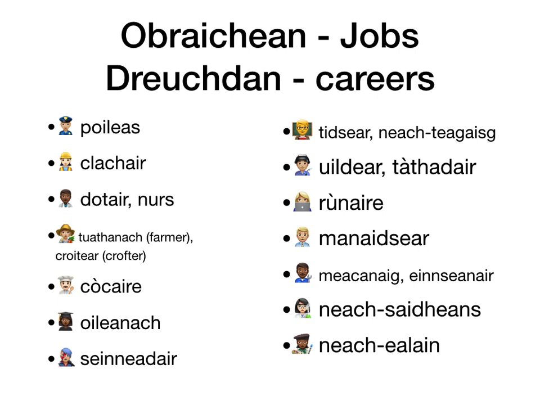Polis, polis, clocher, clocher, doctor, a nurse. There's the Gaelic for a farmer, a tuanoch. And a croitcher is a crofter, the small holding farmers common in the islands, highlands and islands. Cochere. Olanoch, student. Seinader, a singer. Teacher, nech chigishk. A welder, or tahader. Rúnere, a secretary. Manager, a manager.